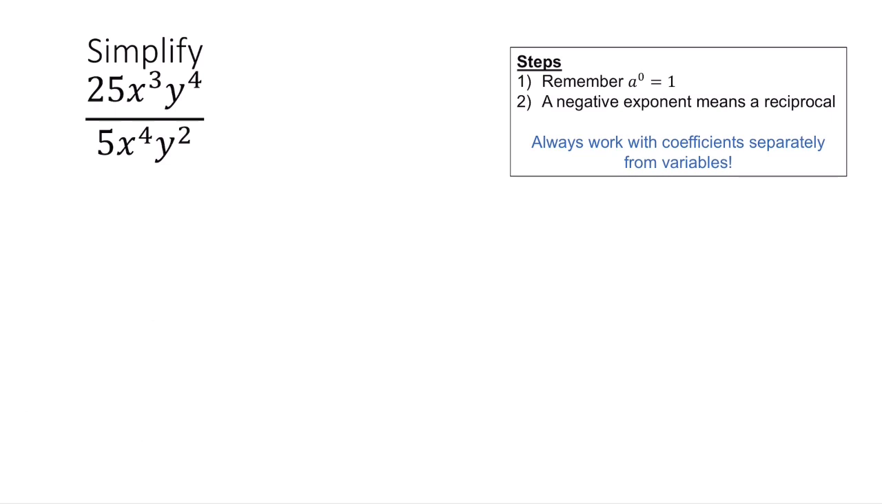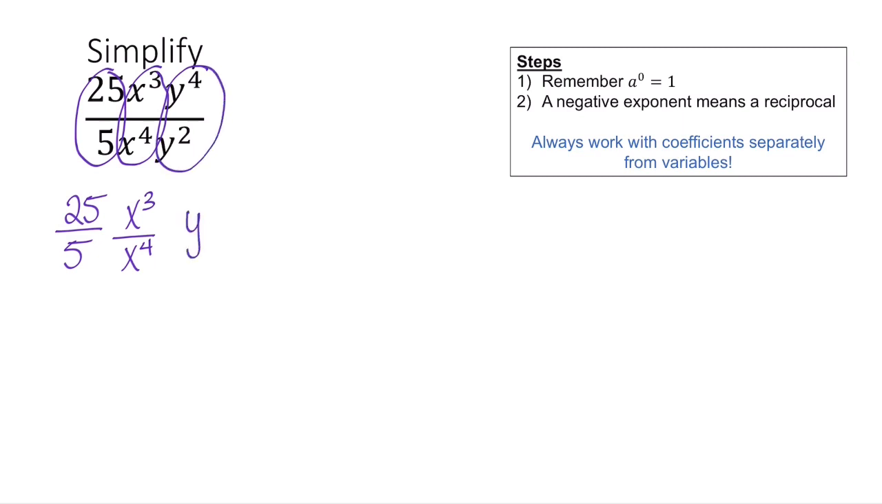So let's try simplifying this problem. We have 25x cubed y to the 4th over 5x to the 4th y squared. So this is a division problem, so we're going to separate everything out, right? We have 25 over 5, and then we have x cubed over x to the 4th, and then we have y to the 4th over y squared.